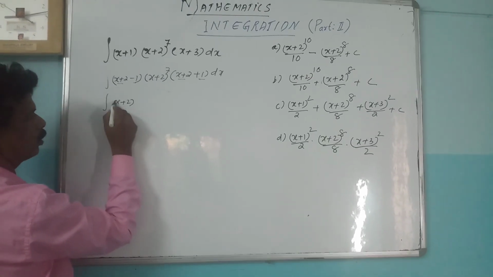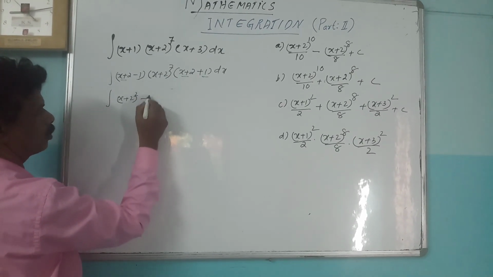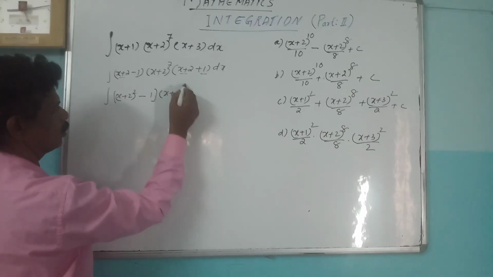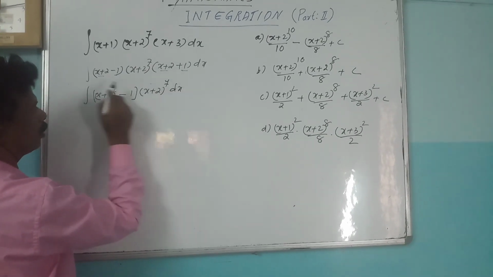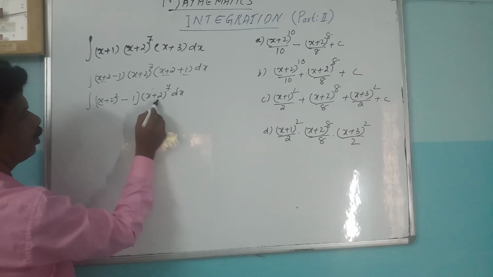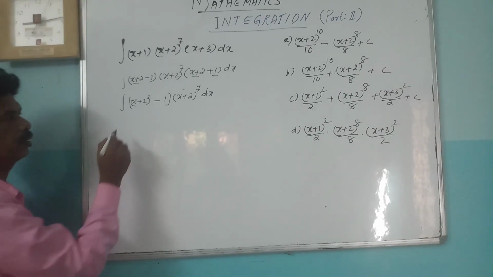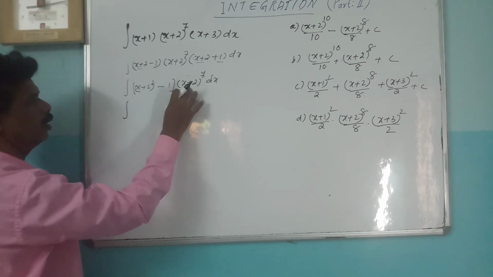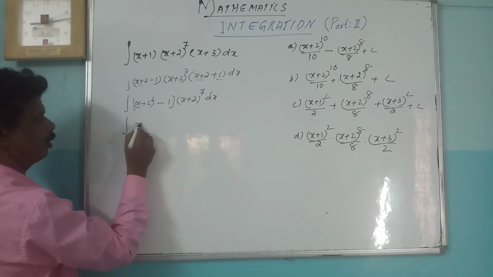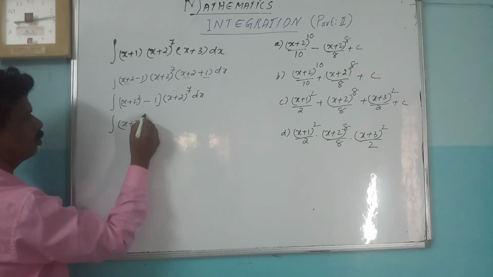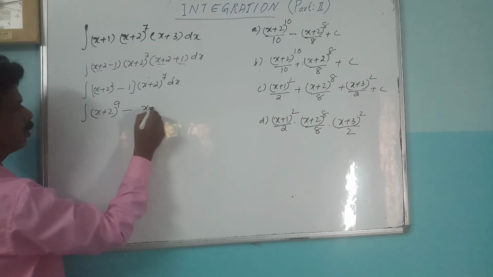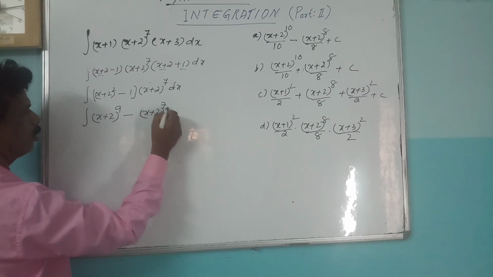That is (x plus 2) the whole square minus 1 square, which is 1, into (x plus 2) the whole raised to 7 dx. That is a square minus b square into (x plus 2) the whole raised to 7 dx. Then we can open this bracket: (x plus 2) whole square into (x plus 2) the whole raised to 7 equal to (x plus 2) the whole raised to 9 minus 1 into (x plus 2) the whole raised to 7 dx.